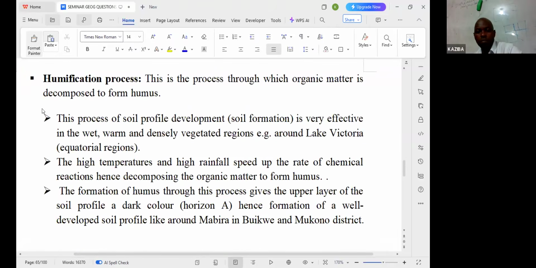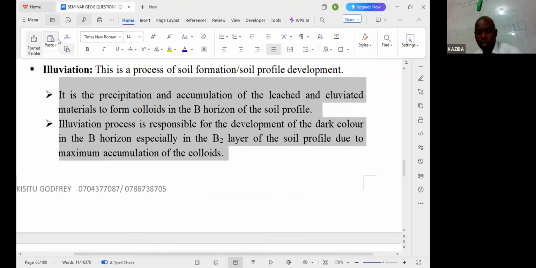Then we go to humification. Humification is the easiest. The organic matter decays to form humus, and it is responsible for the formation of the dark layer in the A horizon. Then you go to, I'm summarizing, you read.